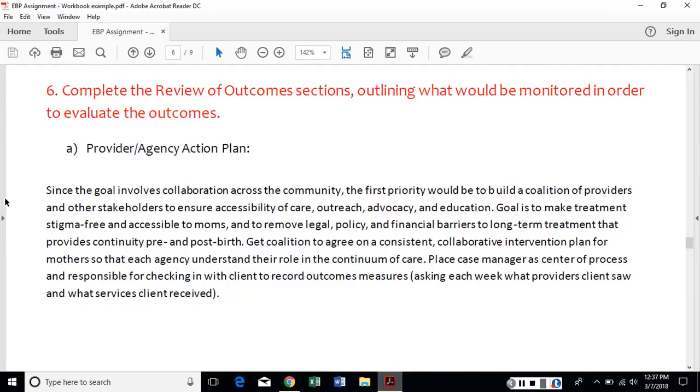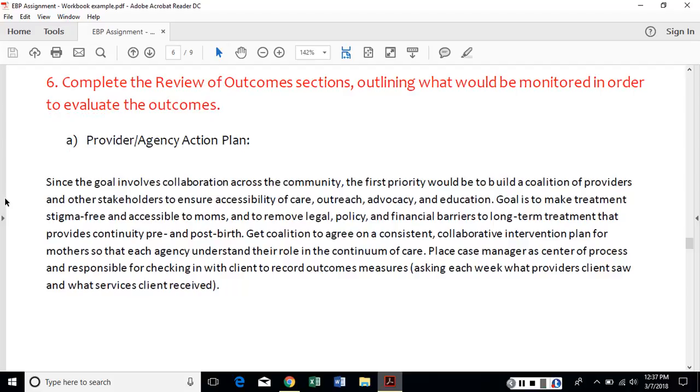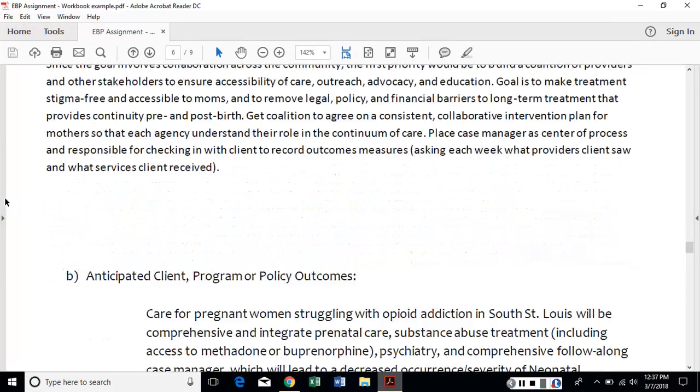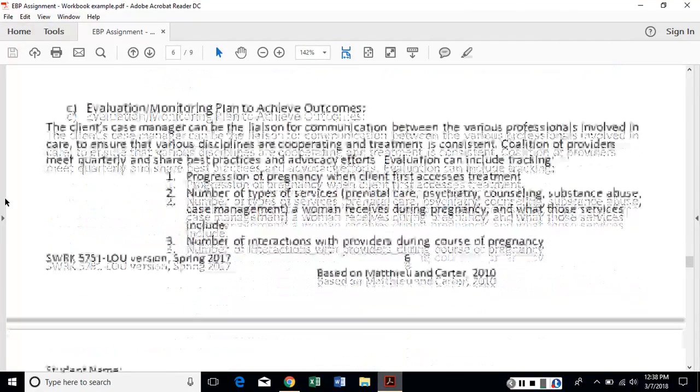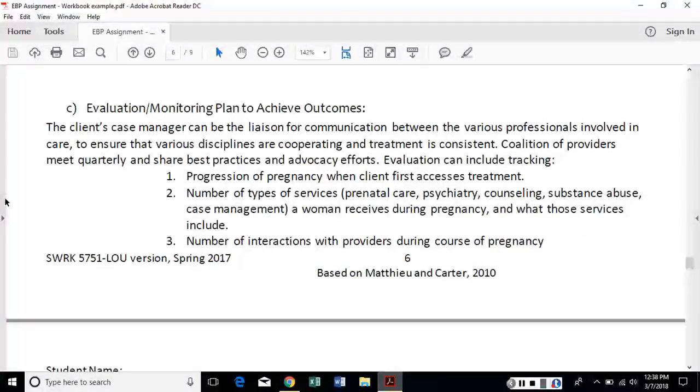So you're going to need a plan for the agency that's implementing the intervention. What are the client outcomes that we're going to be looking for? And then what specifically will be our evaluation plan? So think about the very specific outcomes we're looking at.